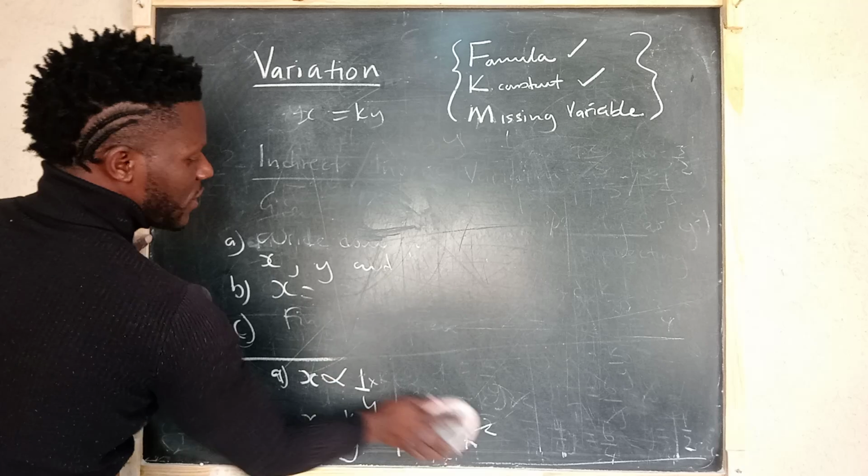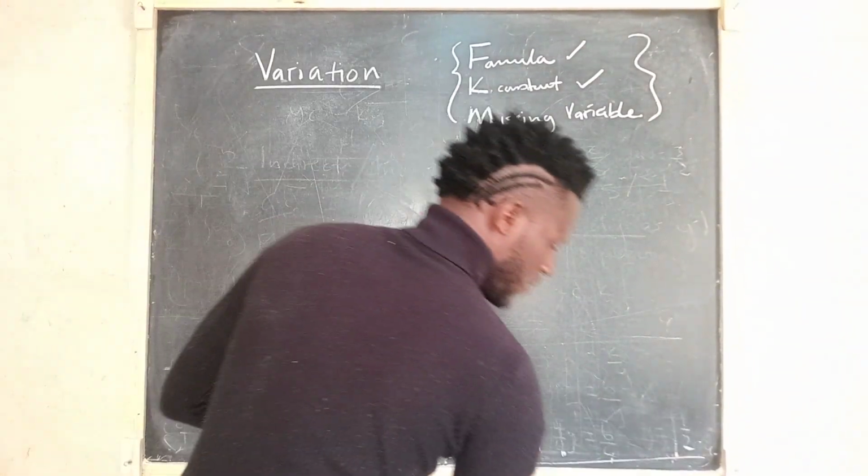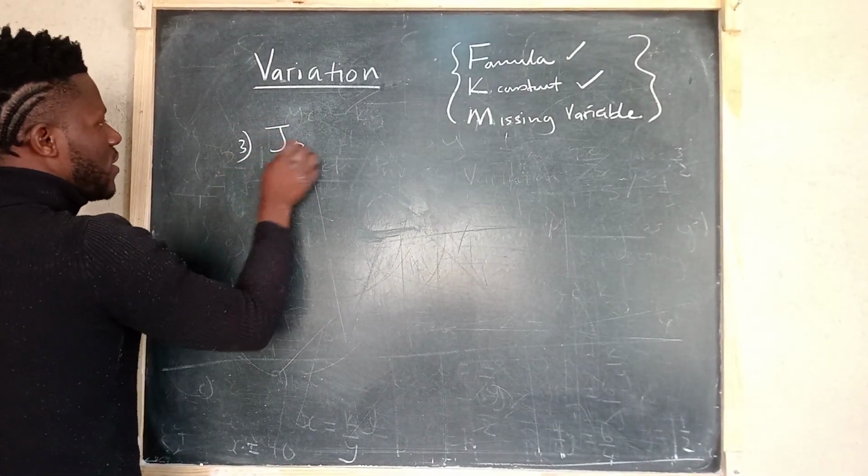Quickly, let's talk about joint variation. This is number 3.